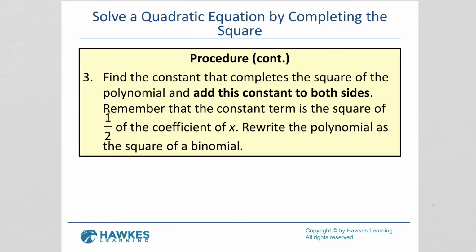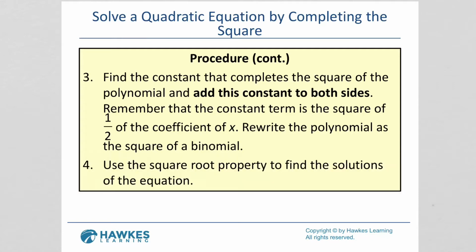Step 3, find the constant that completes the square of the polynomial and add this constant to both sides. Remember that the constant term is the square of 1/2 of the coefficient of x. Rewrite the polynomial as the square of a binomial. Step 4, use the square root property to find the solutions of the equation.